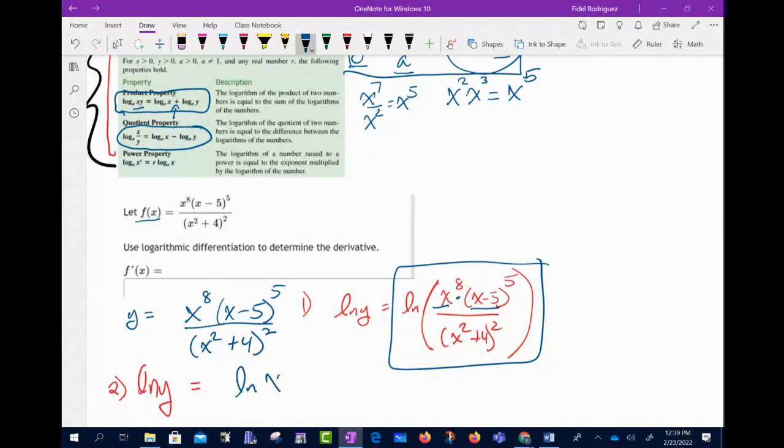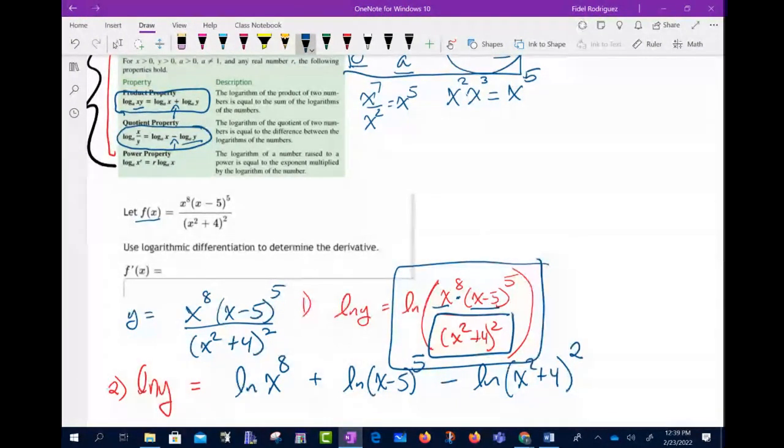So I'm going to write this as the natural log of x to the 8th plus the natural log of x minus 5 to the 5th, okay? And I want to show you one other part. Since this guy here is being divided, look what we do when we divide. Whatever is on the top stays there, and then we have a minus with whatever was on the bottom. So now I'm going to put a minus natural log of x squared plus 4 all squared.